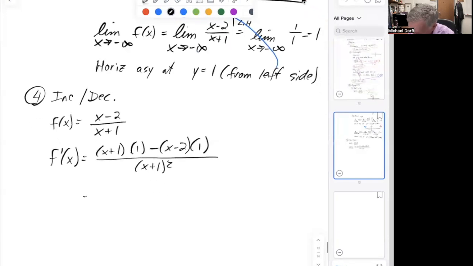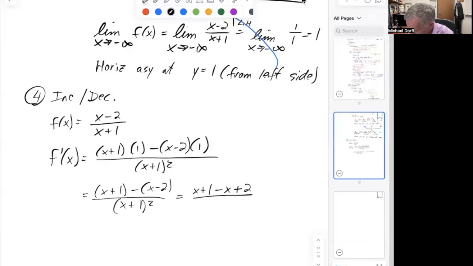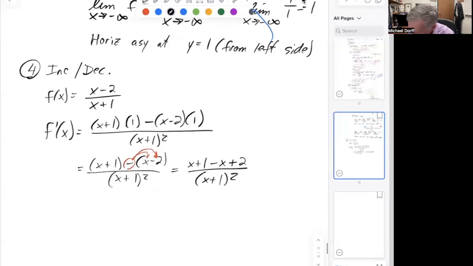All right, so that's going to give me x plus 1 minus x minus 2 over x plus 1 squared, which is going to give me x plus 1 minus x plus 2. Make sure you get a plus 2 there, because you have that negative, and that goes to both terms here. So that's going to make it into a plus 2 in the numerator, and then in the denominator I have x plus 1 squared. So that's going to give me 3 over x plus 1 quantity squared.